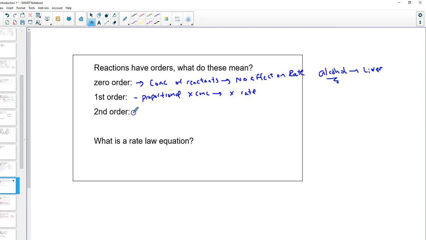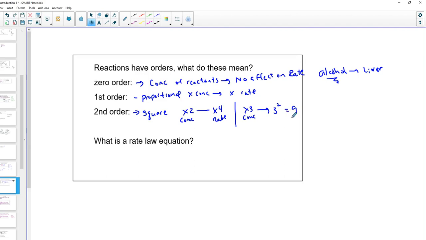This is another example where it's squaring essentially. So if I double my concentration, I would be multiplying my rate by 4. Or if I were to triple my concentration, I would be increasing my rate by 9.